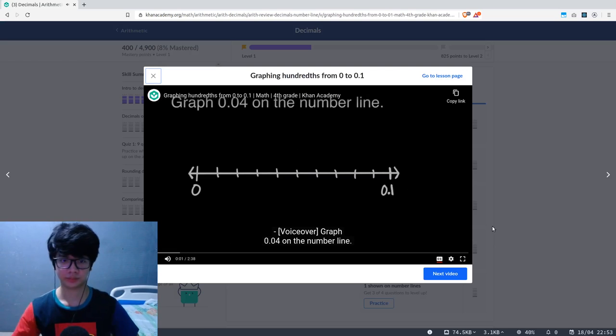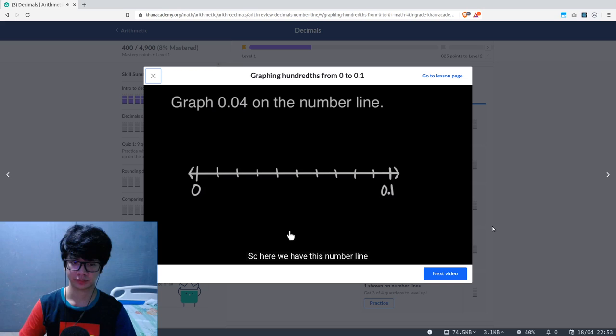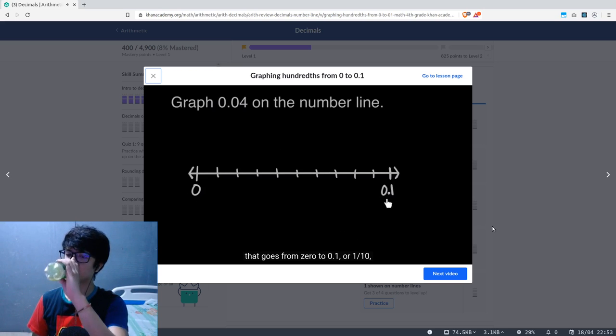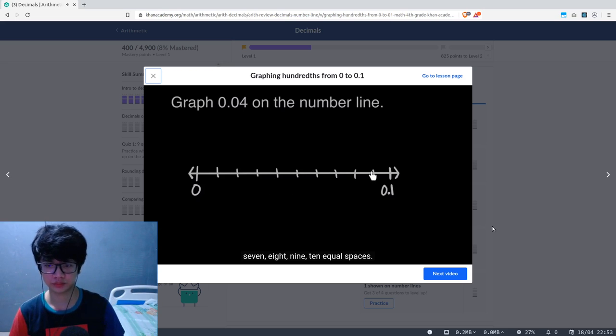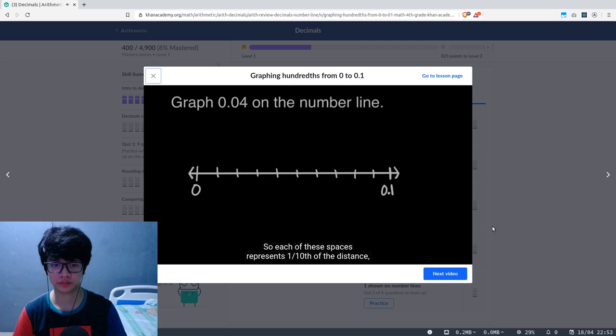Graph 0.04 on the number line. So here we have this number line that goes from 0 to 0.1, or 1/10. And between 0 and 1/10, we have 1, 2, 3, 4, 5, 6, 7, 8, 9, 10 equal spaces. So each of these spaces represents 1/10 of the distance. It's 1 out of 10 equal spaces. Or we could say it is 1/10 of this tenth. It's a tenth of the way to 1/10. That's a little bit tricky.